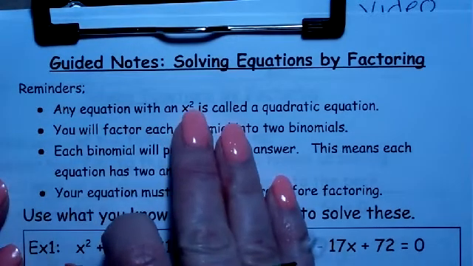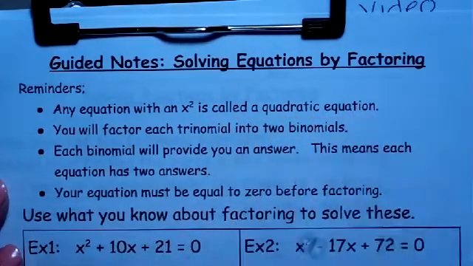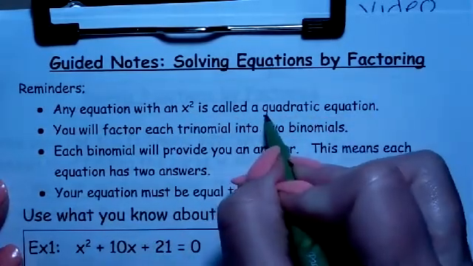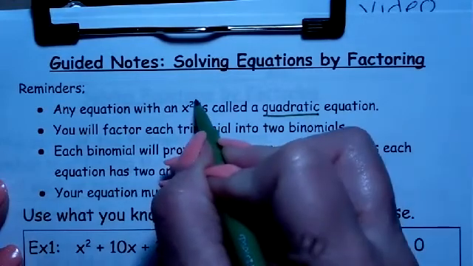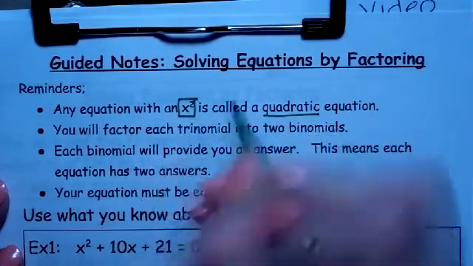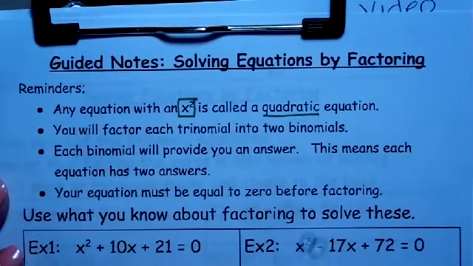Any equation with an x squared is called a quadratic equation. Now that's important. Anytime somebody says quadratic, you know the equation is going to contain an x squared. Okay, that's a new piece of information for us.